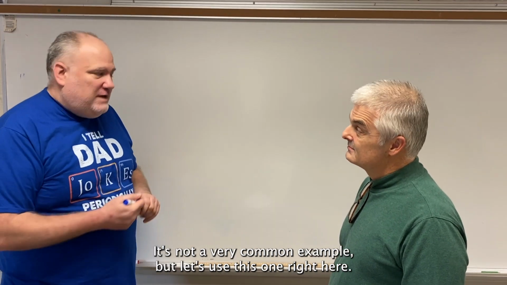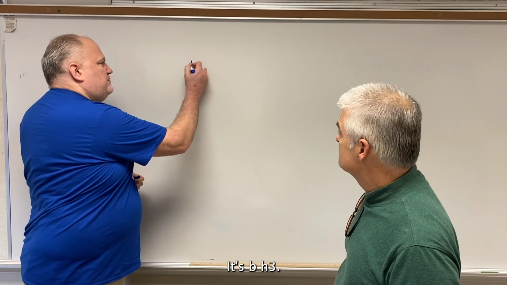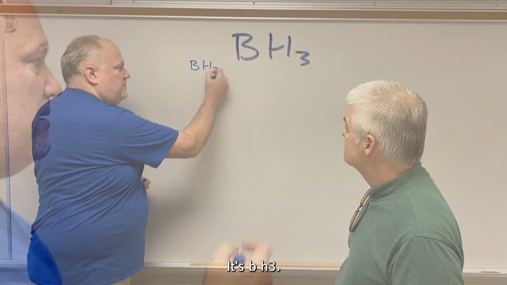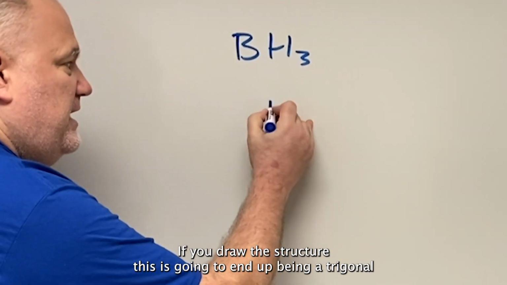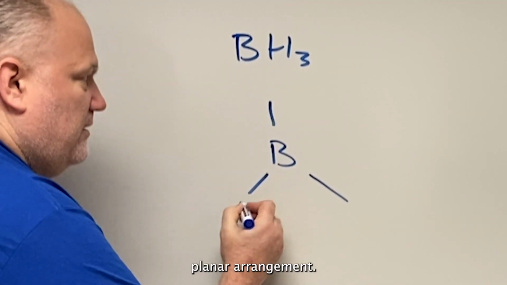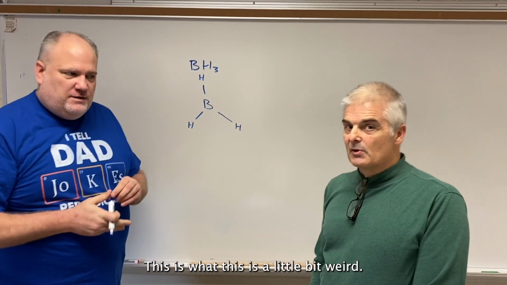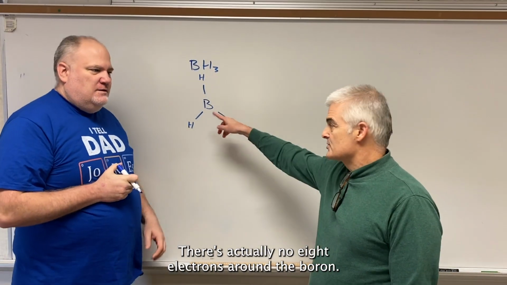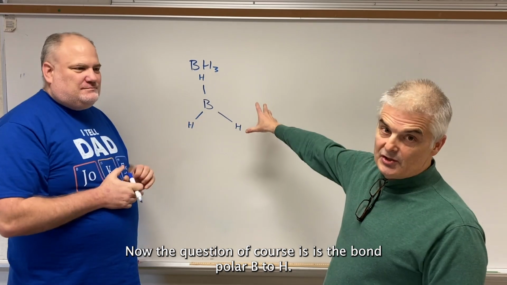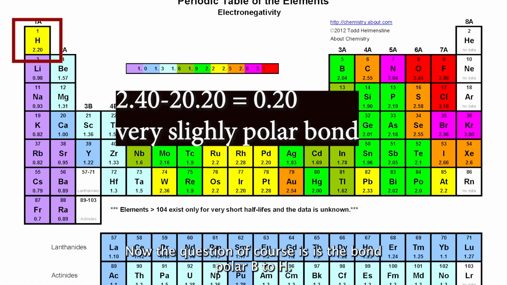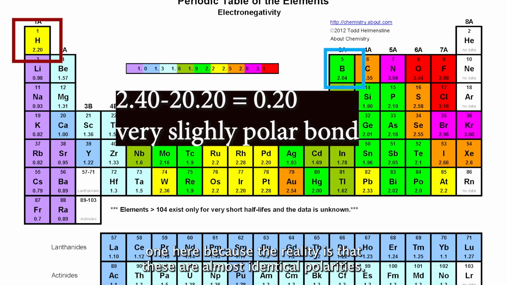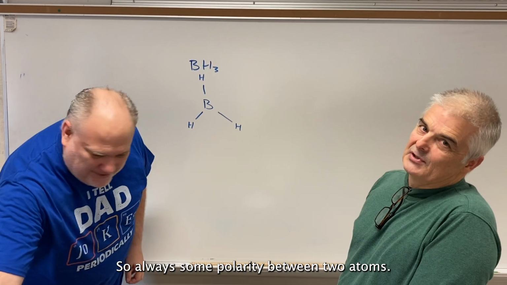All right, so let's do one with 3, because it's an example. It's not a very common example, but let's use this one right here. It's BH3. If you draw the structure, this is going to end up being a trigonal planar arrangement. This looks a little bit weird in that there's actually no 8 electrons around the boron, but don't worry about it. Now the question, of course, is the bond polar, B to H? This is a tricky one, because the reality is that these are almost identical electronegativities. So sort of kind of non-polar, but there's always some polarity between two atoms.